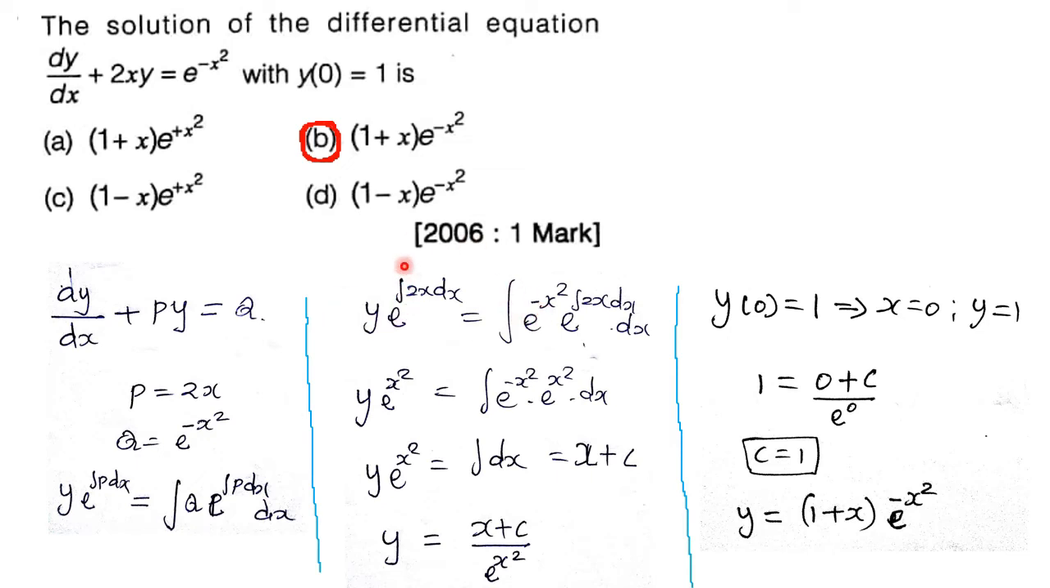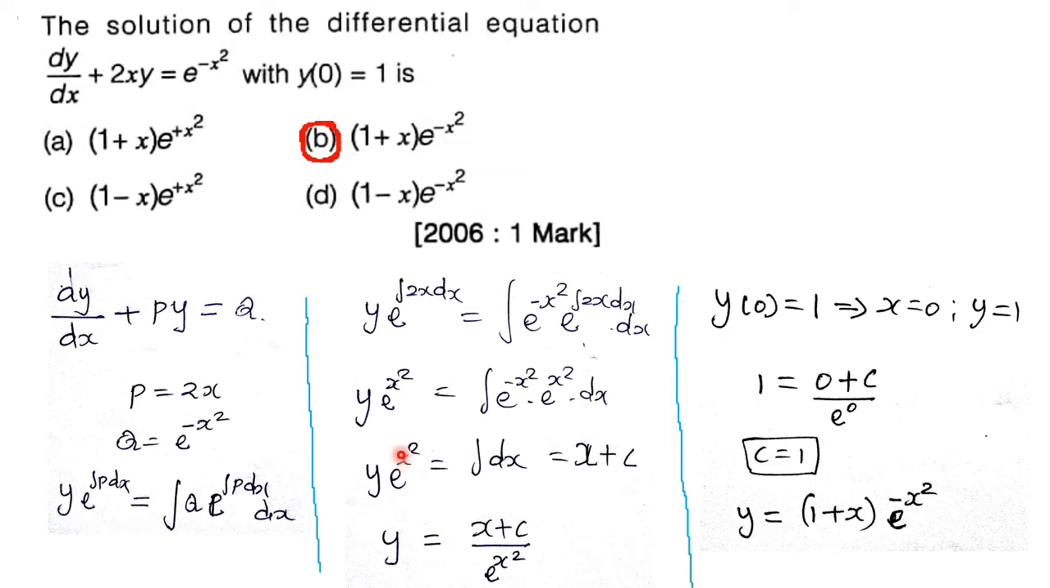Now integrate 2x into dx. When you integrate 2x, it is equal to x square, because the integration of x power n is x power n plus 1 divided by n plus 1. So 2 into x square divided by 2, the 2 cancels, and the remaining thing is x square. It is equal to the integral of e power minus x square into e power integral 2x dx, which is e power x square. Now e power minus x square into e power plus x square is equal to e power 0, so e power 0 is equal to 1.